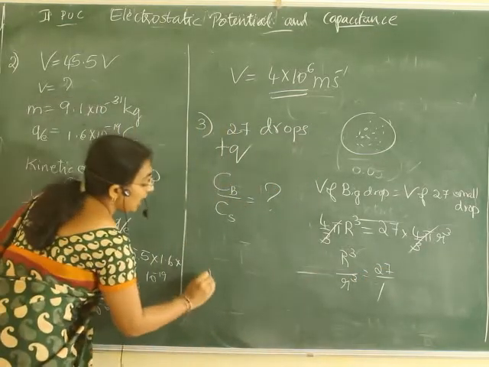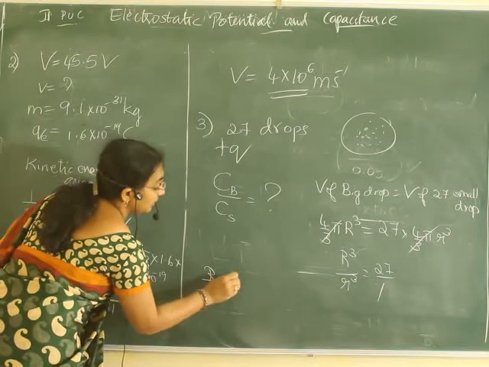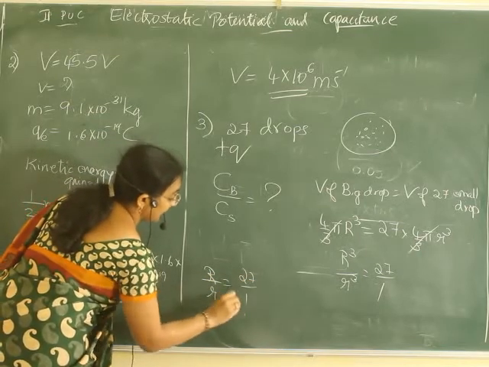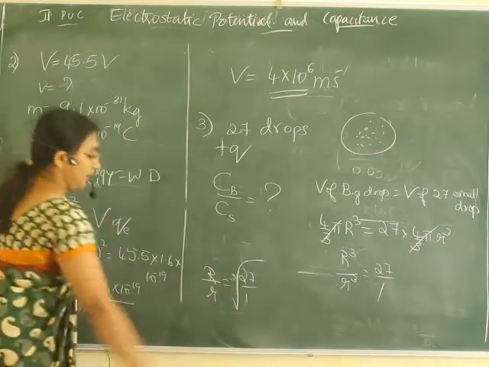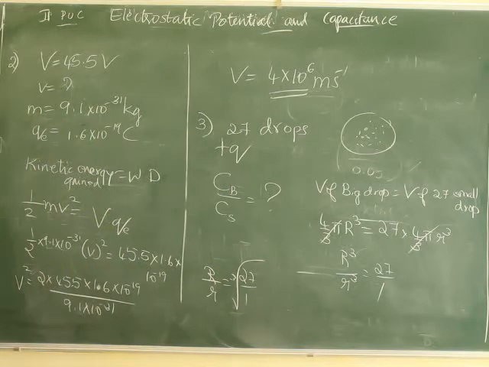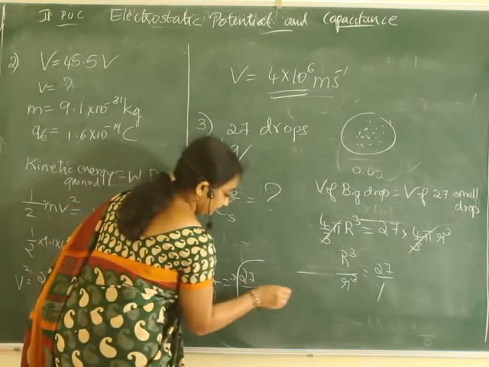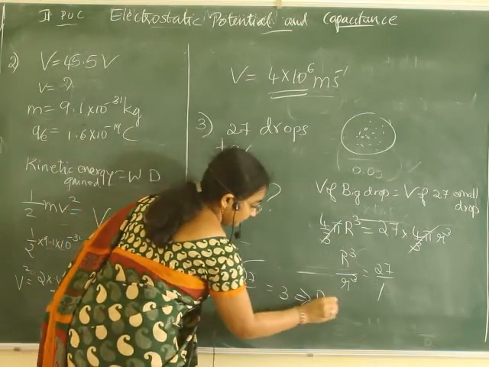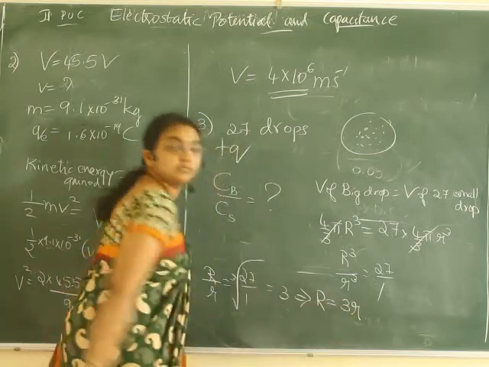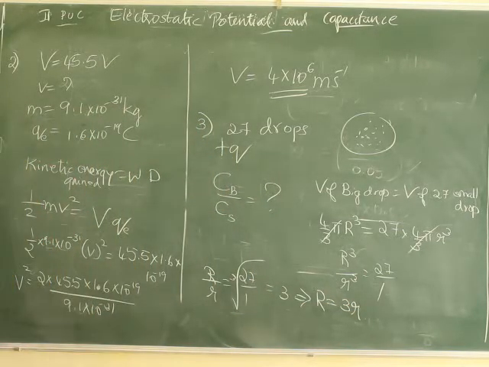Or R by r is equal to cube root of 27 by 1. What is the cube root of 27? 3. So can I write R is equal to 3r? R is equal to 3r.